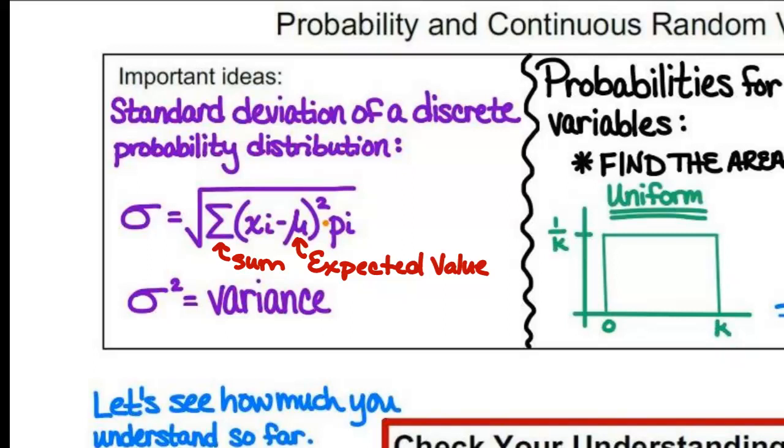If you do all the stuff under here but you don't square root it, we call that the variance. Once you square root it, it's the standard deviation. Before you square root it, we call it the variance. Now, probabilities for continuous random variables. The difference between a discrete random variable and a continuous random variable.